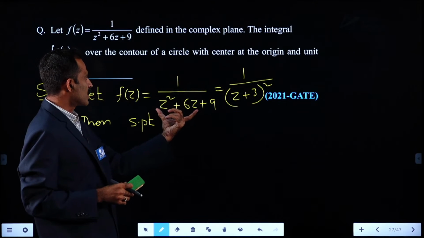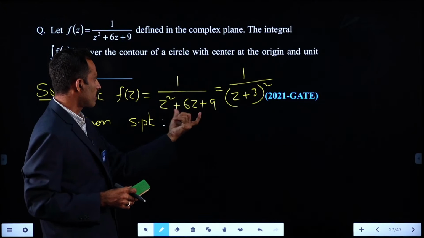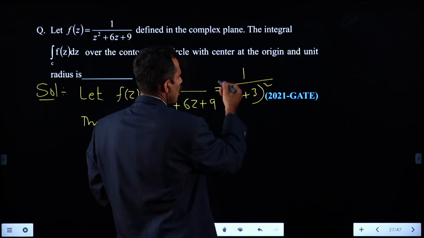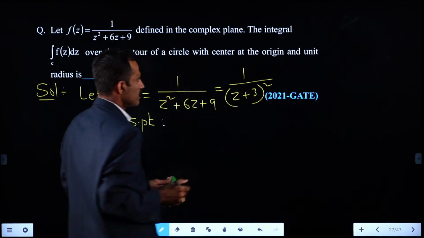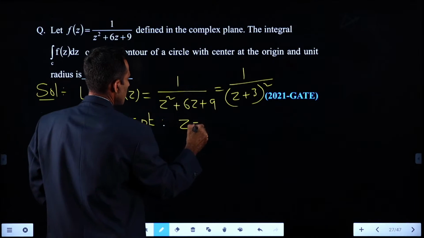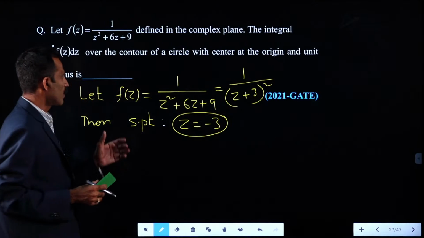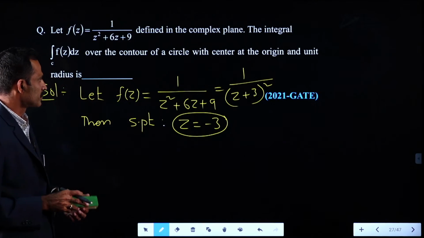Finally, this is not defined at z equal to minus 3. So z equal to minus 3 is a singular point. The function has only one singular point, z equal to minus 3.